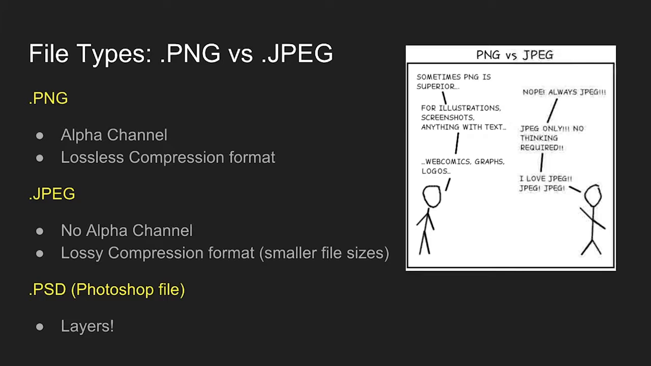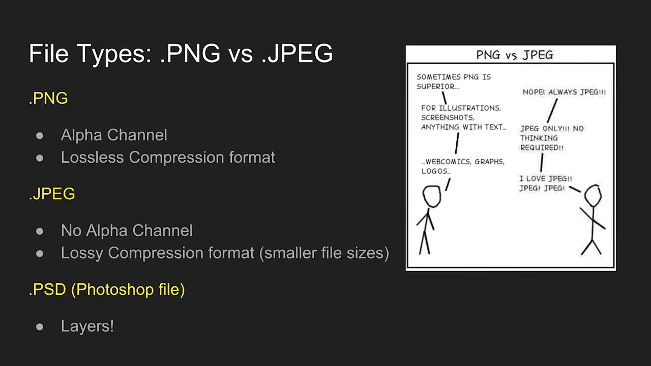File types, the most popular. PNG has an alpha channel option, so if you want to have a transparent or translucent background, you have that option. It is also a lossless compression format, which means you're going to keep really, really good quality.